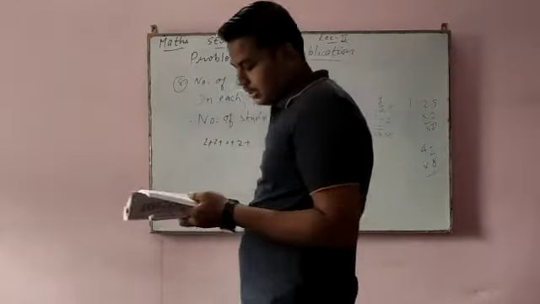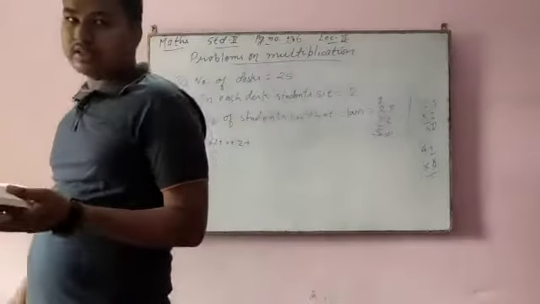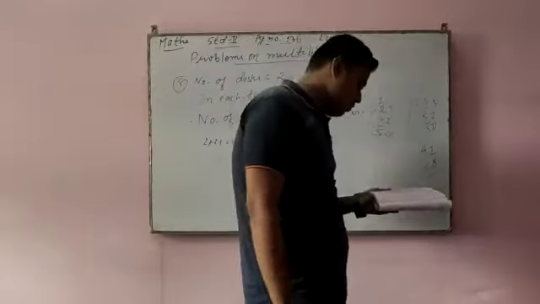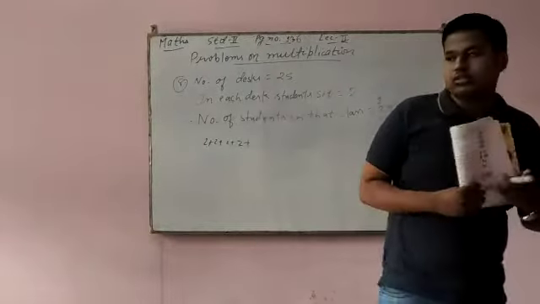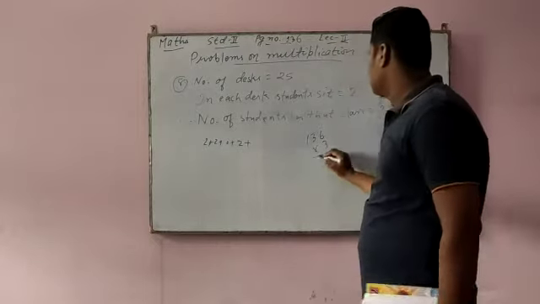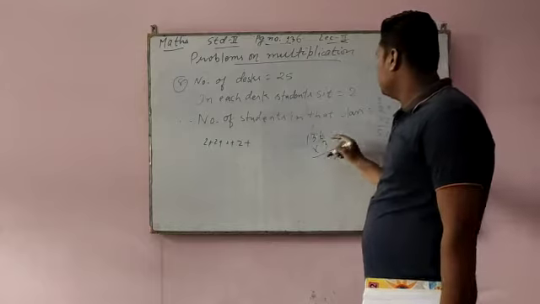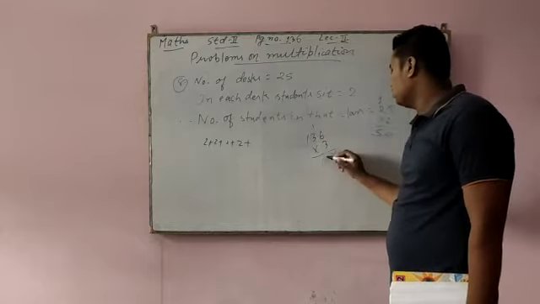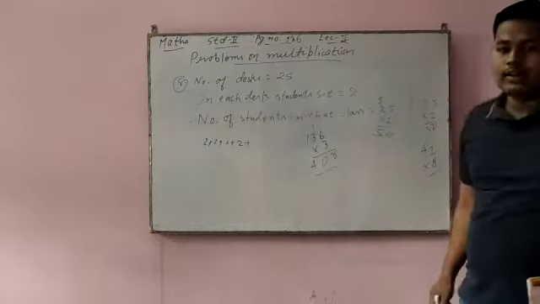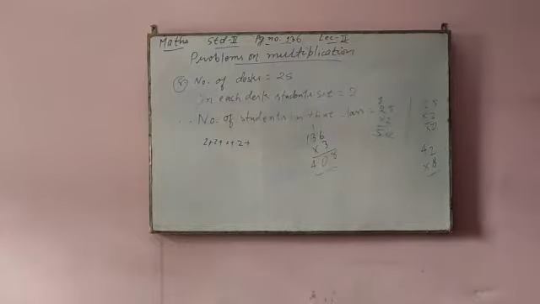14. A tricycle needs 3 wheels. Okay, a cycle which needs 3 wheels. How many wheels will be needed for 136 tricycles? So here also, 136 into 3. 6 into 3 is 18, carry 1. 3 into 3 is 9, plus 1 is 10. 3 into 1 is 3, plus 1 is 4. So for 136 tricycles, it needs 408 wheels.